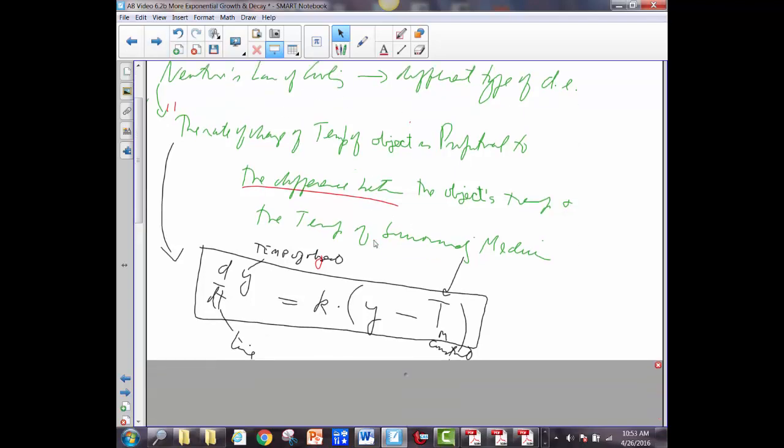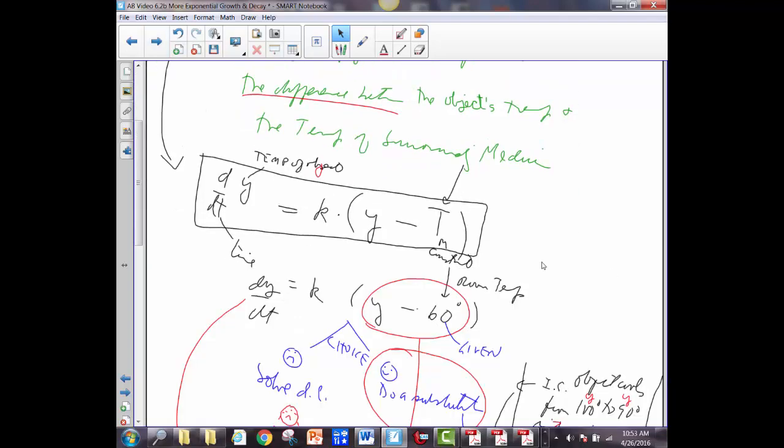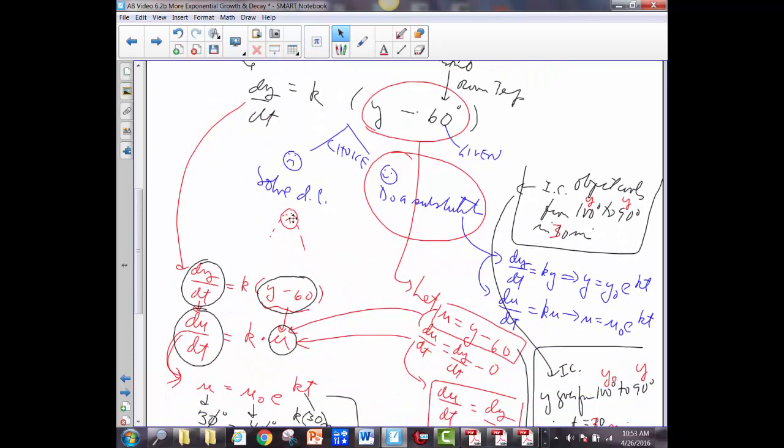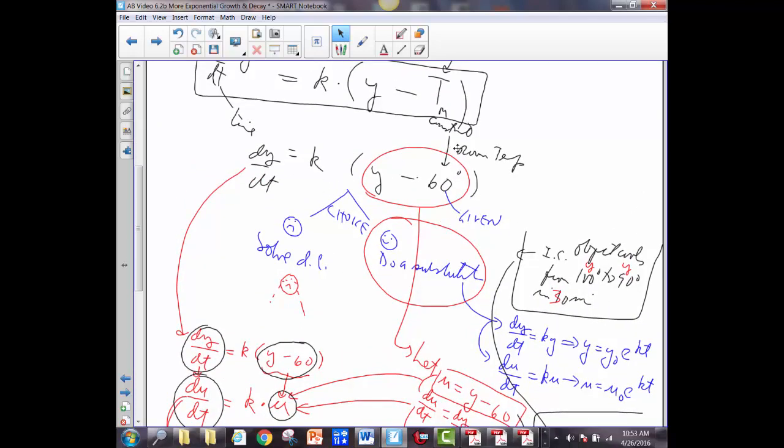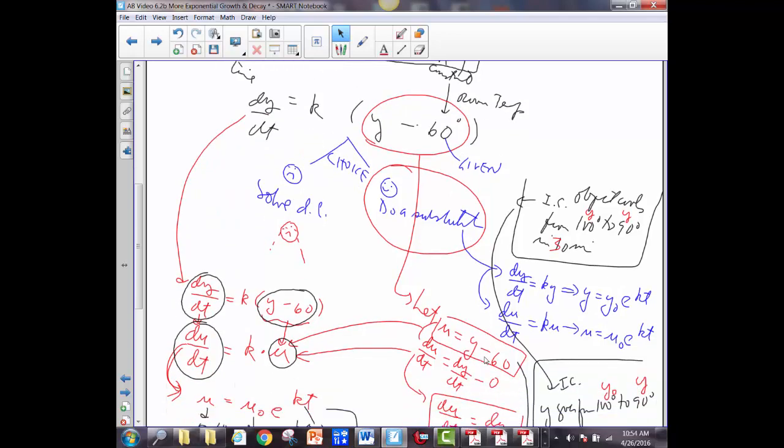Okay, so here it is again, that same formula, but let's take a case where the room temperature is not 0. Let's pretend the room temperature is 60. Now, you could try and solve that differential equation. That would not be fun. So we're going to do a substitution. Let u equal y minus 60.